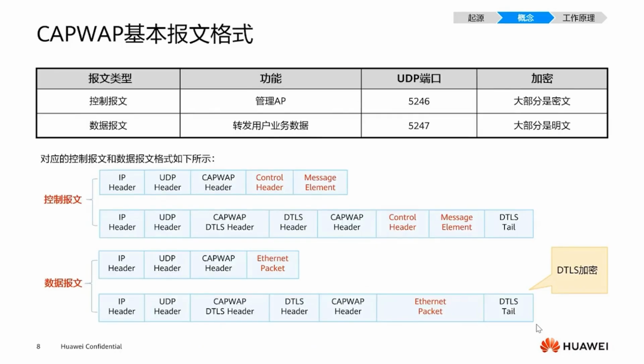There are 2 types of messages in the CAPWAP tunnel. One is called control messages, the other is called data messages. Control messages are used to manage APs. Data messages are used to forward users' service data.